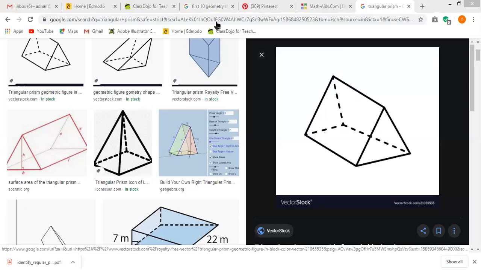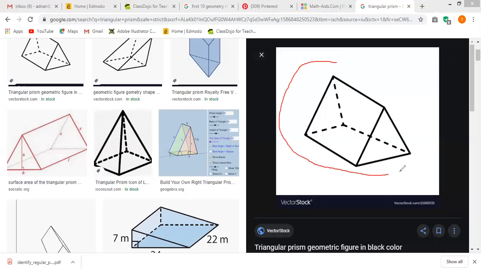Why not rectangular? Tell me, how many sides does it have? Again, count. Not 6. How many what? Five.